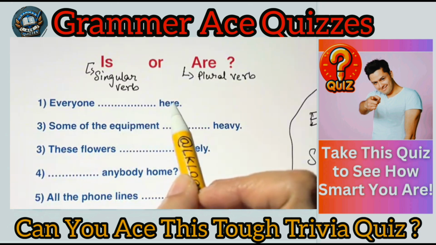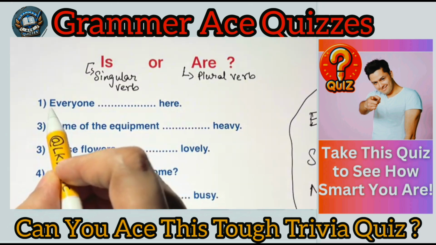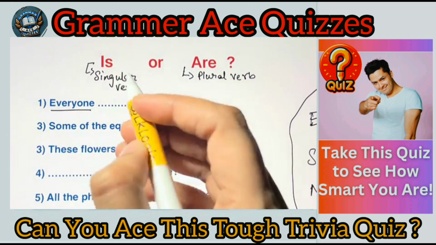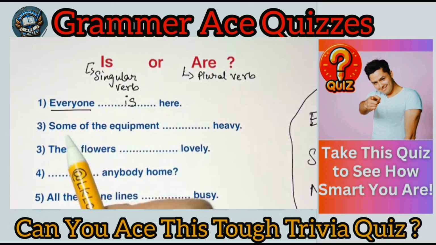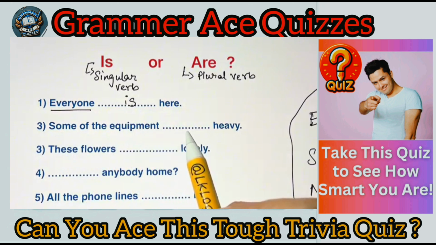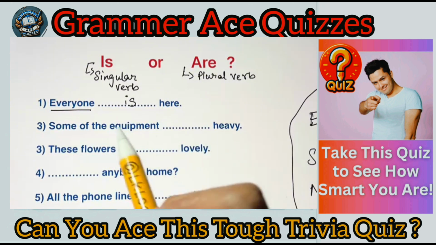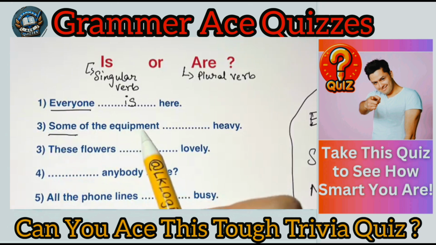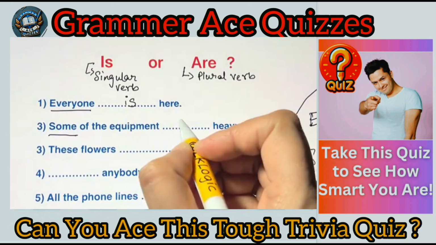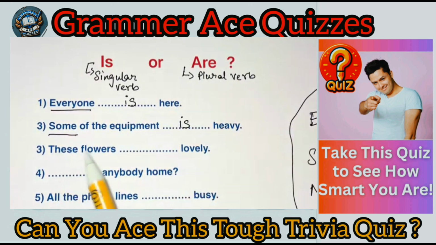Everyone blank here. So what is it going to take? This is a singular subject, so we take is. Everyone is here. Some of the equipment blank heavy. So some, you're talking about singular subjects. Some of the equipment is here. These flowers blank lovely. These, what do you think? These is a singular subject or a plural subject?